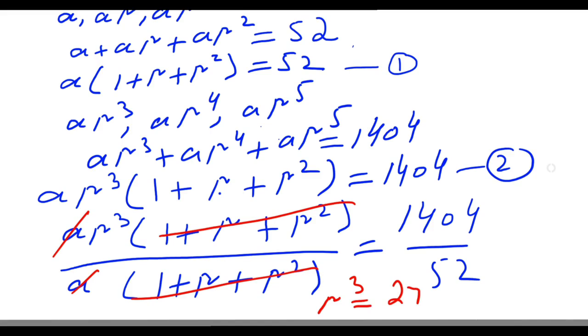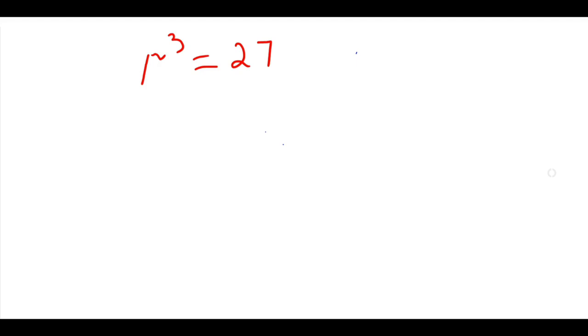Now I'm gonna take the cube root of both sides. So my answer is r is equal to 3. Now we're gonna solve for the first term a. Substitute r equal to 3 back into the first equation. You can even put it in the second equation, doesn't matter.